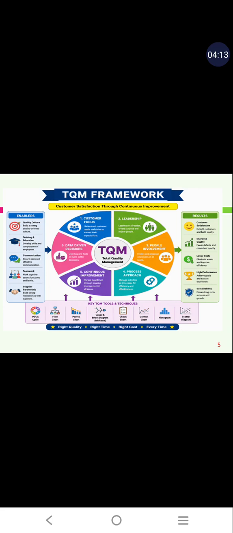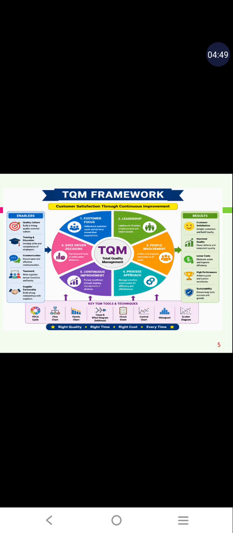And the third one is people involvement. What do you mean by people involvement? People involvement is nothing but the employees working in the company. Each and every employee has to be involved in this TQM process. As we discussed in previous classes, in total quality management, total means the entire employees working in the company have to get involved. Without people involvement, you cannot make TQM a successful one. People involvement is very important.